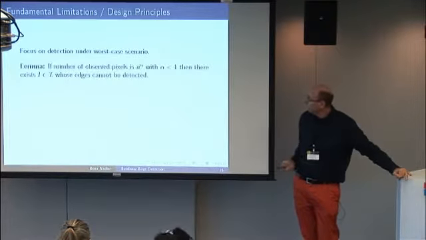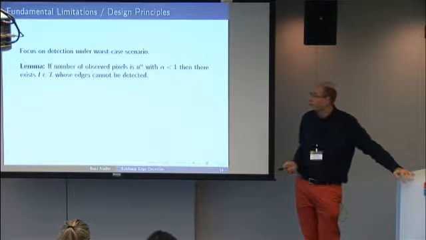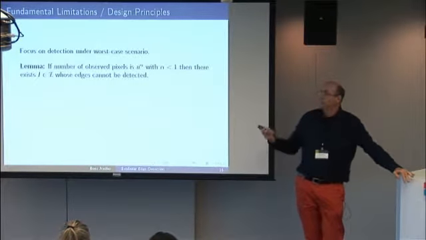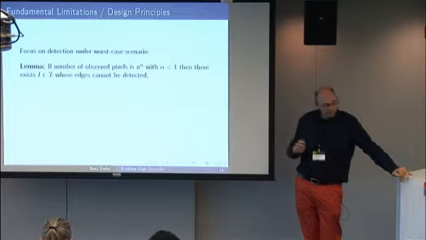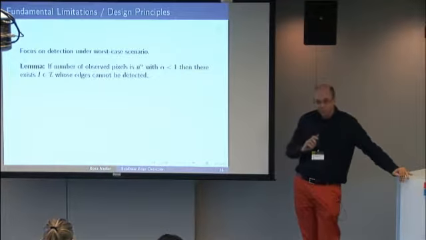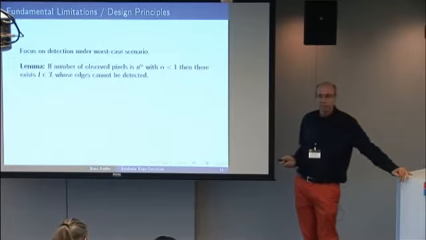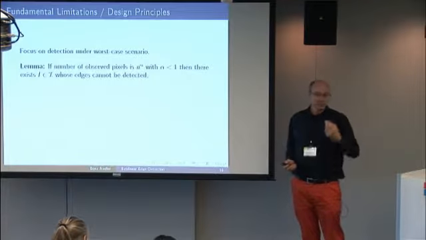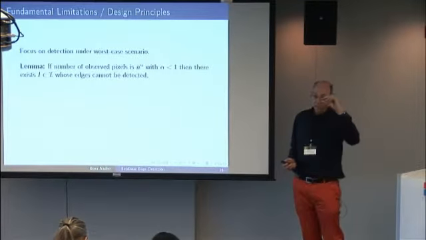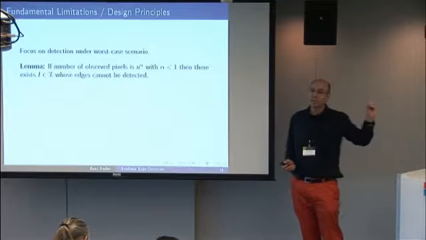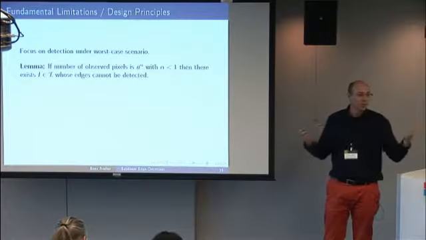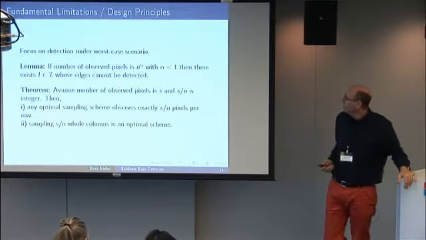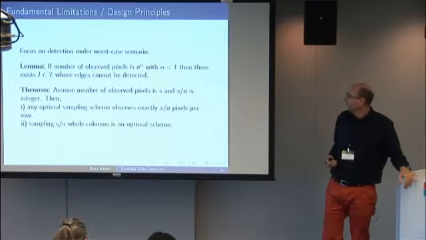And here's the first lemma that is very easy to prove. It says that if you observe n to the alpha pixels, and alpha is smaller than 1, then provably there is an edge that you will not be able to detect, no matter how strong it is. It's very easy to prove. If you observed less than n pixels, take a single column. There is at least one row that you haven't observed any pixels in it. I'm going to pass my edge exactly through that row. So you don't know that it's there.